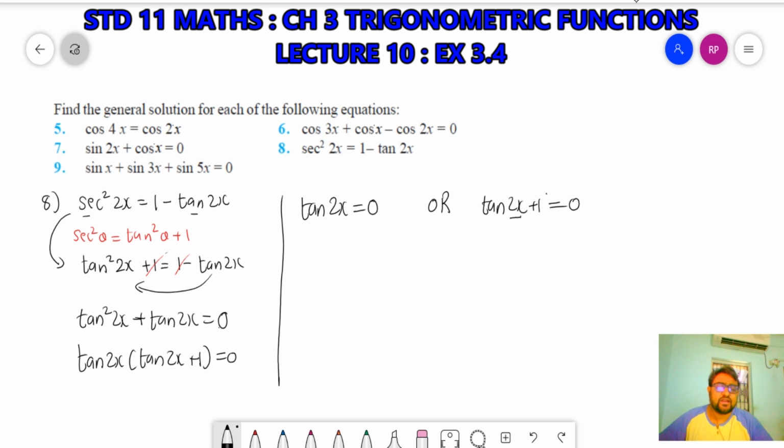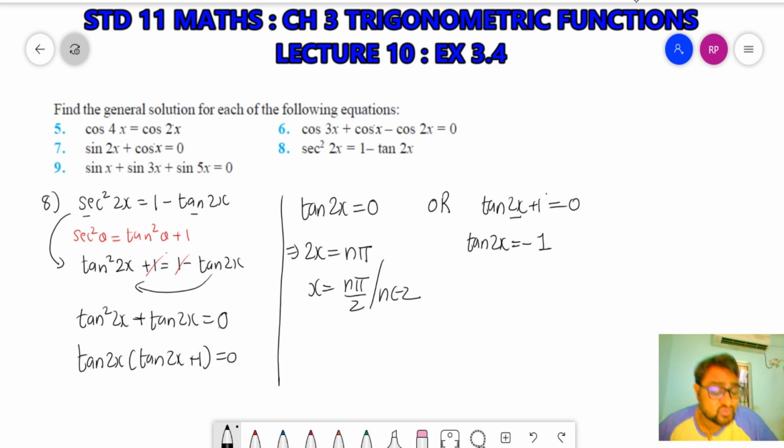Okay. So now when does the value of tan equal 0? When sine is equal to 0, that is n pi. That implies 2x is equal to n pi, or x is equal to n pi by 2. Or tan 2x plus 1 is equal to 0, that means tan 2x equal to minus 1.